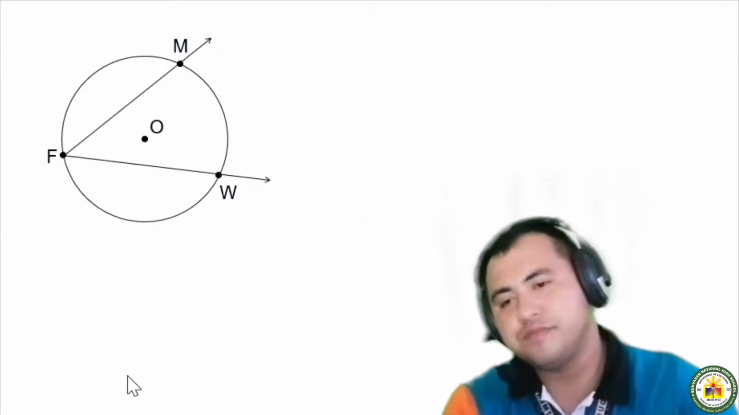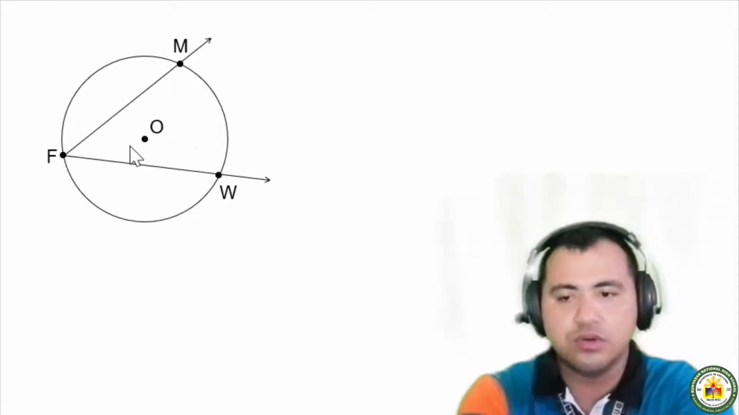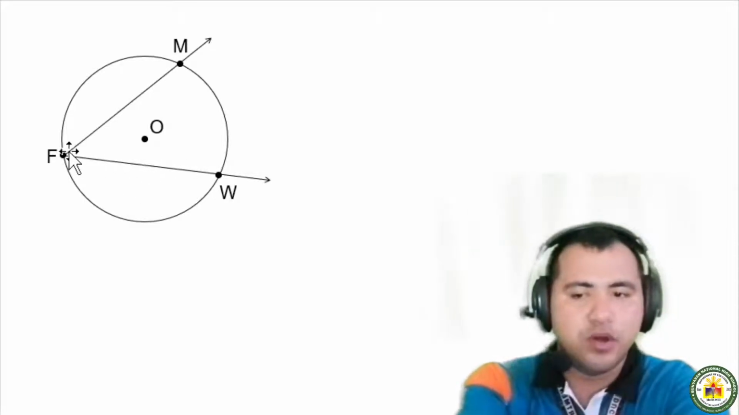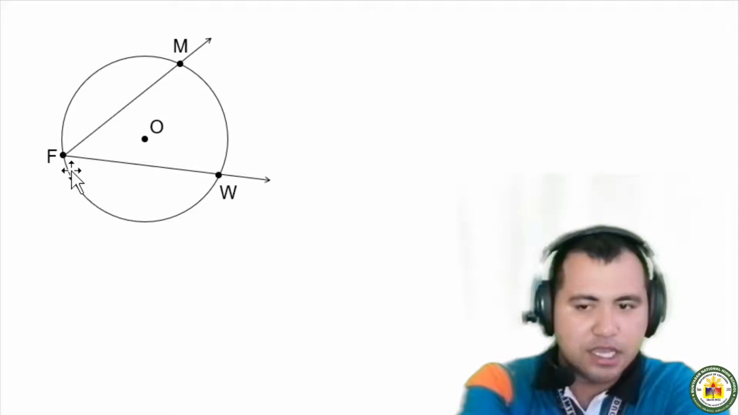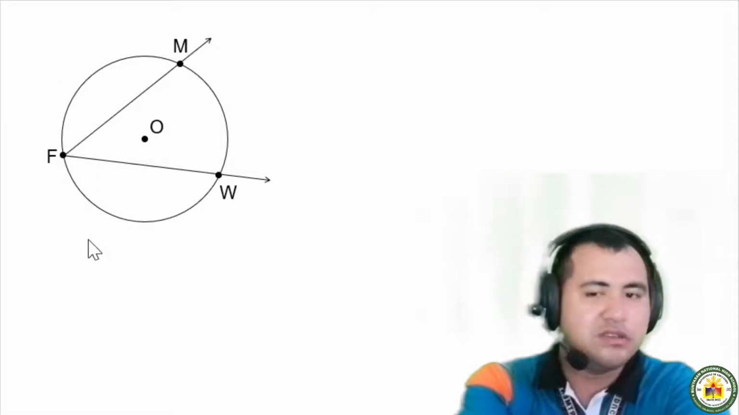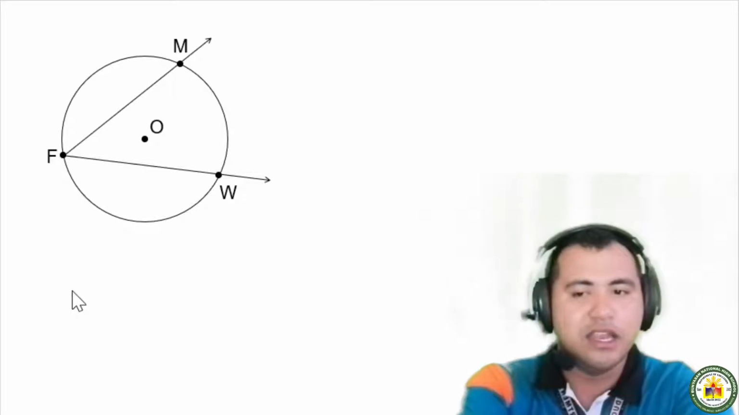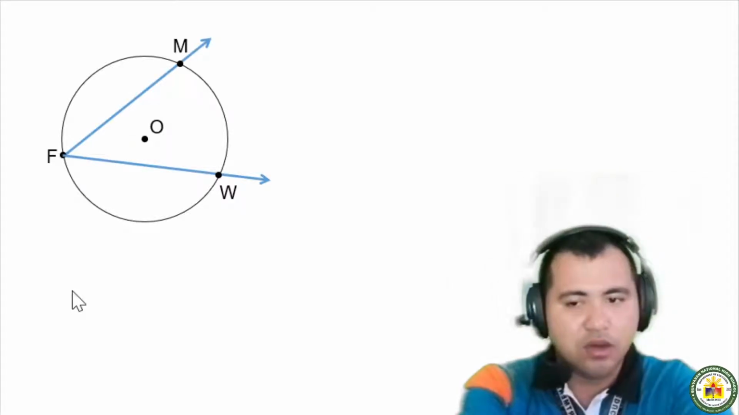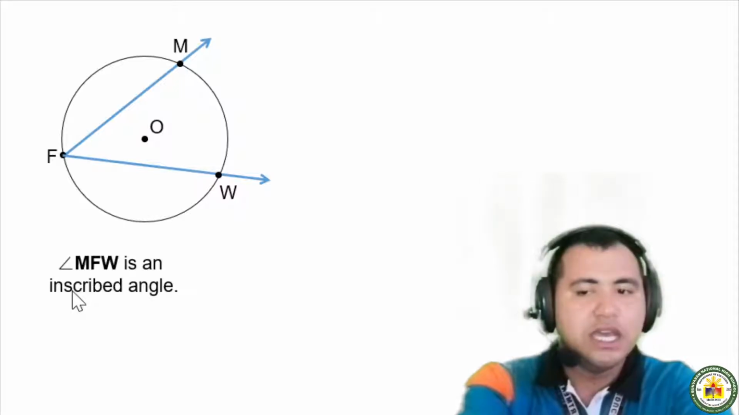For example, in that one, we have circle O and two rays, FM and FW, that intersect at their common endpoint, and they form an angle. Their vertex is on the side of our circle. That is what we call the inscribed angle. The one in blue is called an inscribed angle. That is angle MFW or angle WFM. That is what we call an inscribed angle.